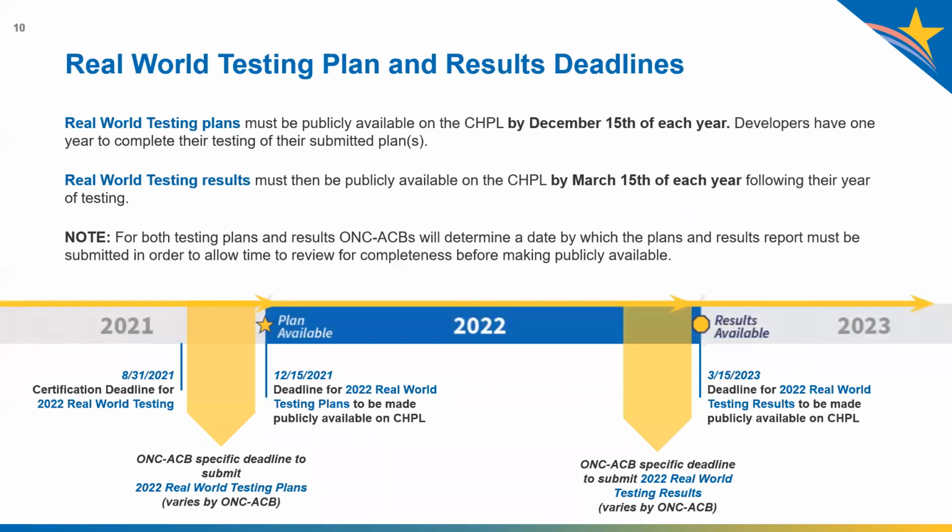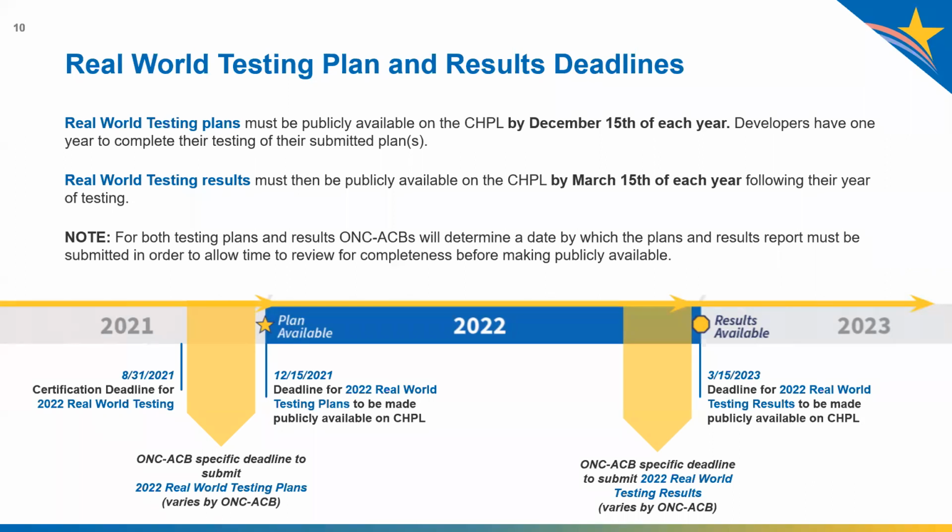All right, so just to go off the deadlines, we've talked a lot about the December 15th deadline of each year for plans to be made publicly available on the CHPL, and the March 15th deadline of each year for results reports to be made publicly available on the CHPL. Just want to note here that for both testing plans and results reports, ONC ACBs have their own specific submission deadlines for developers to submit their plans and results reports.